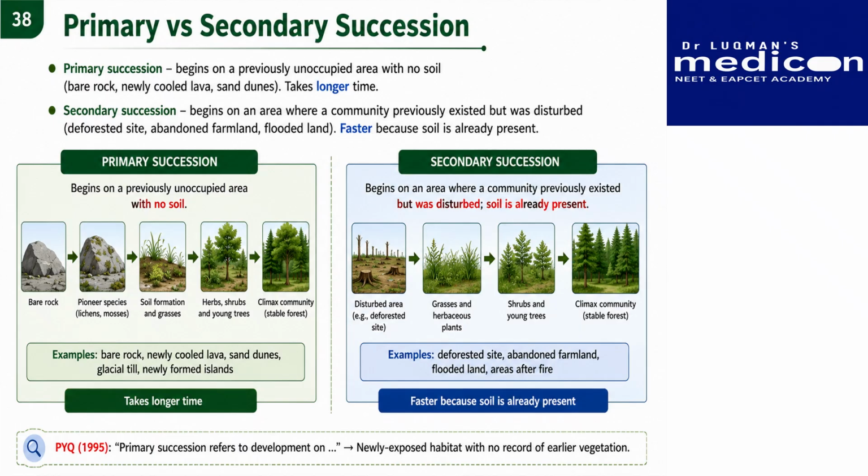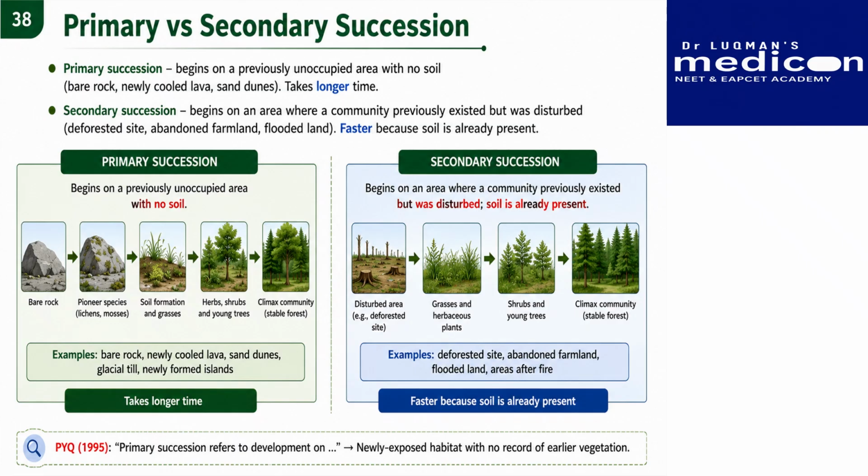Now moving on with this slide, this is very important. Primary versus secondary succession. Let us see what we mean by primary and secondary succession. Primary succession begins on a previously unoccupied area with no soil. It takes longer time. Obviously it is primary, it means it is happening for the first time. When it is happening for the first time, obviously it is not previously occupied. So a previously unoccupied area with no soil: bare rock, newly cooled lava, sand dunes. It takes longer time.